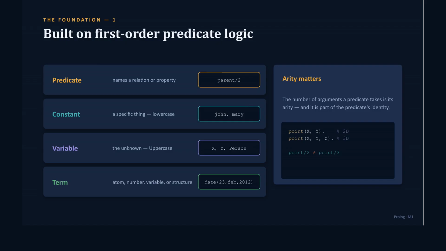Prolog rests on first-order predicate logic, and its vocabulary is small. A predicate names a relation or a property, parent, with two arguments, written parent/2. Constants name specific things and start with a lowercase letter: john, mary. Variables stand for the unknown and start with an uppercase letter: X, Y, Person. And a term is the general building block: an atom, a number, a variable, or a compound structure. The number of arguments a predicate takes is called its arity, and arity matters. point/2 is a different predicate from point/3. Get comfortable with this handful of distinctions and the rest of the syntax follows.